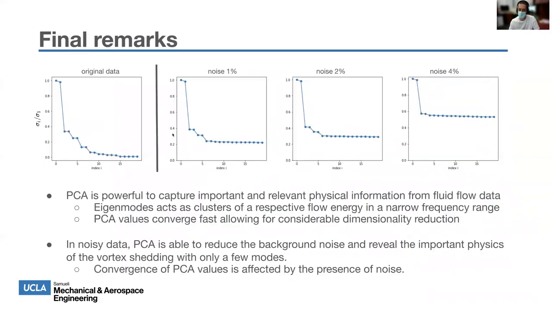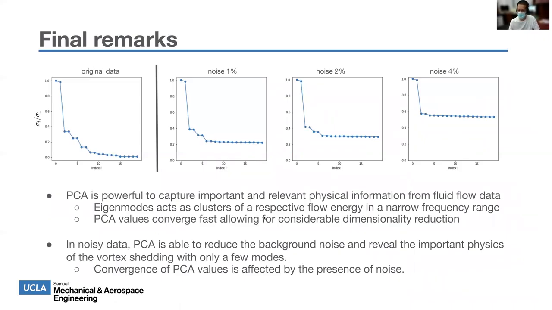to reconstruct the flow field. Of course, this noise, as we said, pollutes the PCA spectrum in the end. And this PCA spectrum has a lot of noise incorporated in the high order modes that we see. But we still have a very clear characterization of the flow field in the dominant modes. So we see in this very brief, very fast talk that PCA is powerful to capture important and relevant physical information from the flow field.